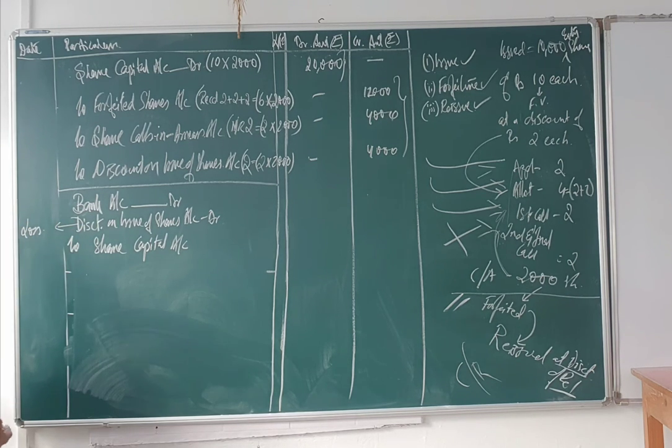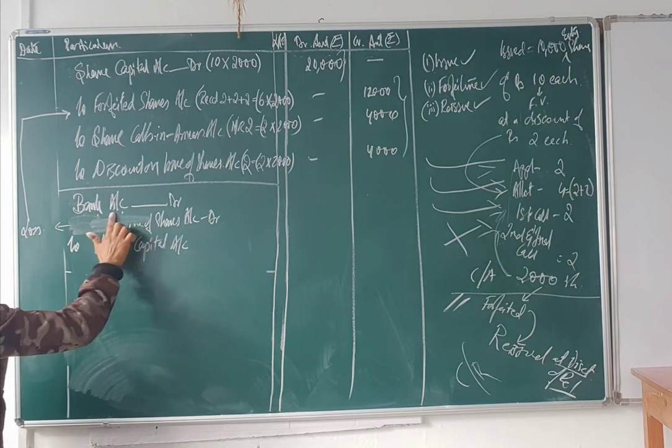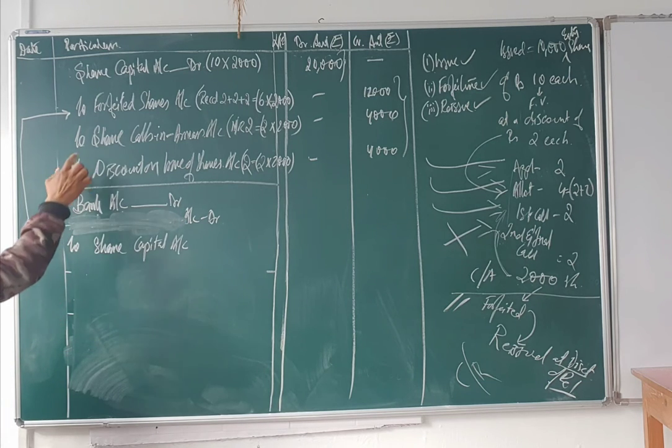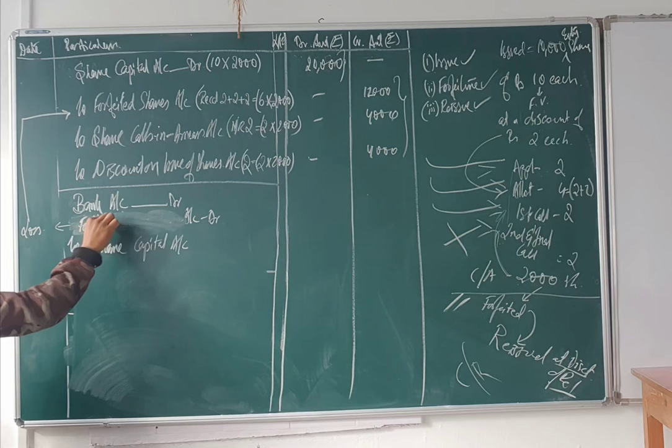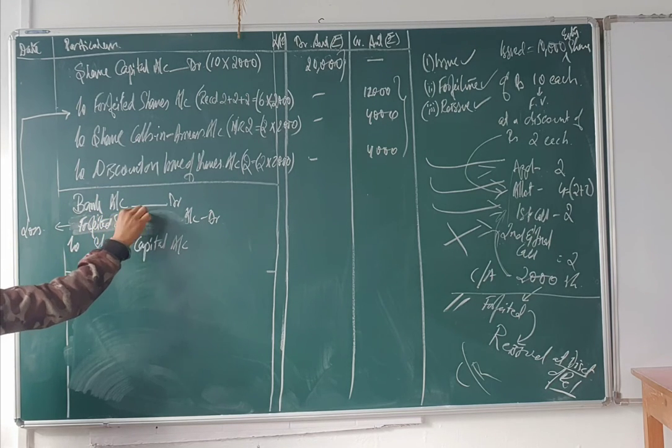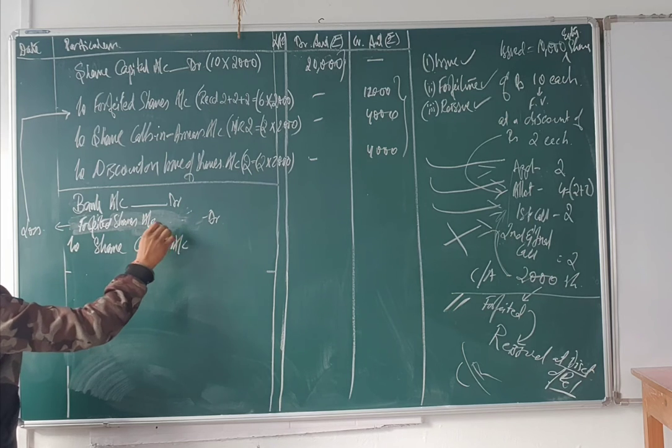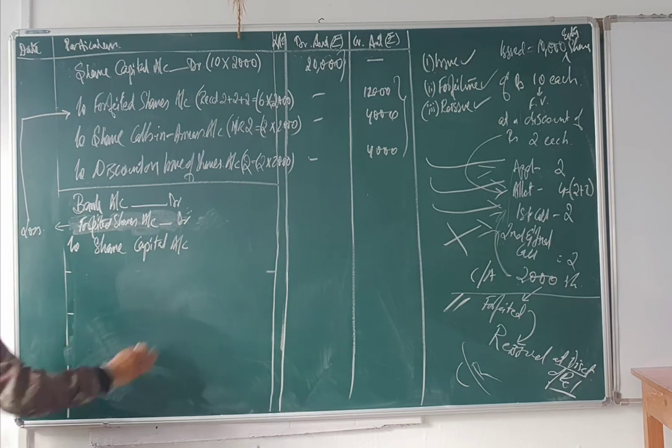Any loss on issue of shares or reissue of shares, we will compensate if we have money in the forfeited shares account, and we have money, 12,000 rupees. That means we can compensate this loss. Hence, we will not write discount on issue of shares. We will write forfeited shares account. Am I clear with this?